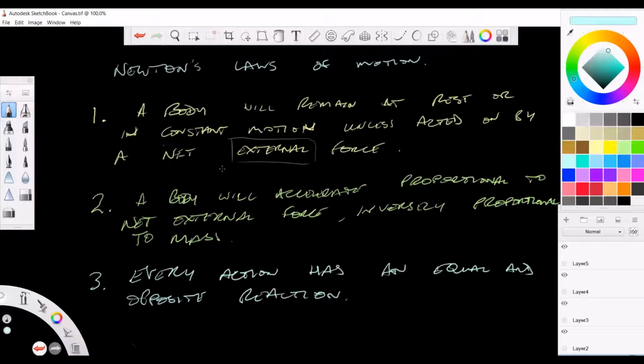So it's actually much more vital. People neglect Newton's third law, but actually the way the world works, it's vital. Yeah. And those are Newton's laws of motion.